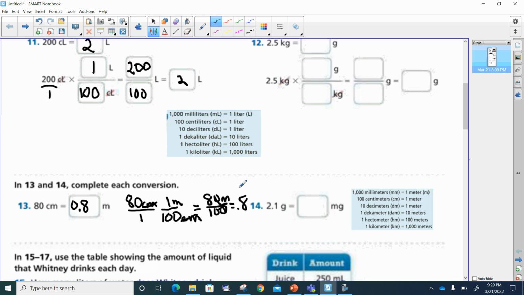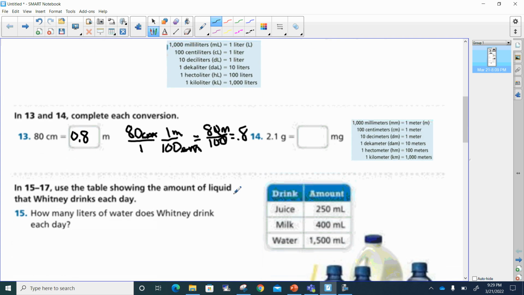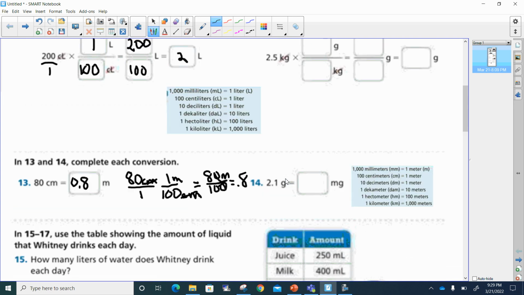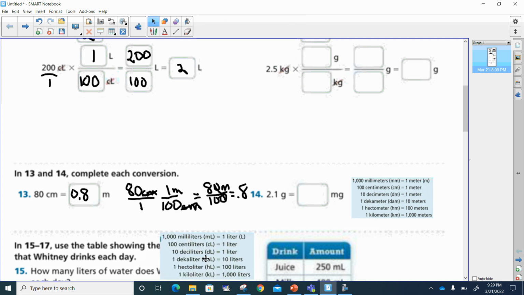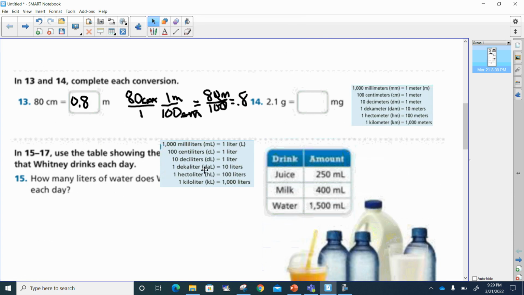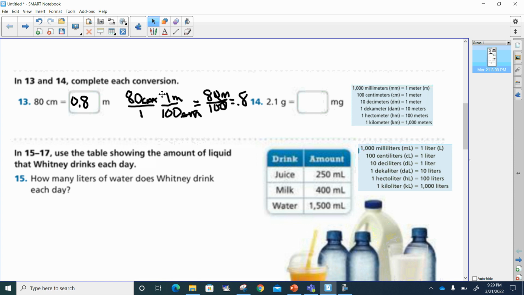All right, now I'm going to go to number 15. Number 15 is talking about milliliters, so I think I'm going to take the milliliter scale over here and bring it down to help me out. I'll put it over here. And they're saying, how many liters of water does Whitney drink each day? I'm looking for liters of water. Water is 1,500 milliliters. All right, so that's 1,500 milliliters.